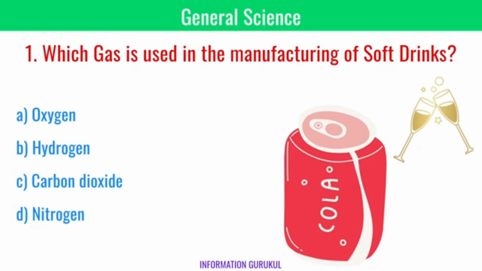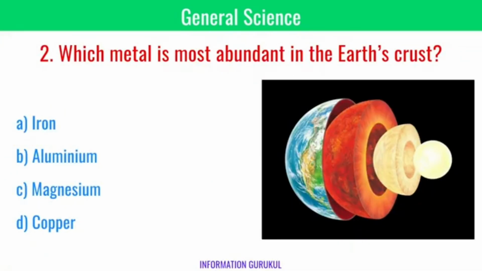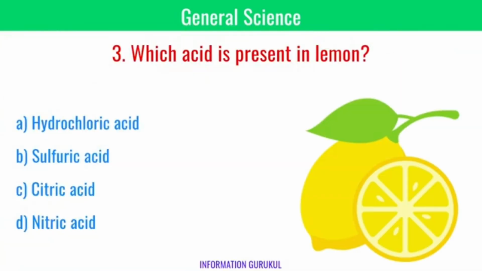Which gas is used in the manufacturing of soft drinks? Carbon dioxide. Which metal is most abundant in the Earth's crust? Aluminium. Which acid is present in lemon? Citric acid.